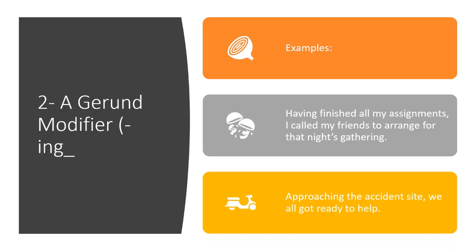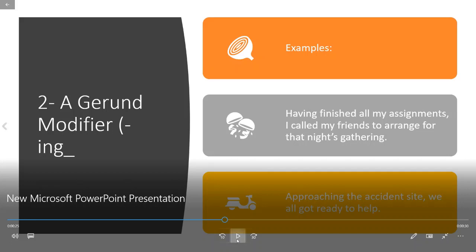Approaching the accident site, we all got ready to help. Okay, so approaching, if you remember, means to come closer. So we were coming closer to the accident site. Okay, so where is the modifier here? It's approaching. What type of modifier is it? It's a gerund modifier. That's correct, because it starts with a gerund, with an -ing form of the verb.